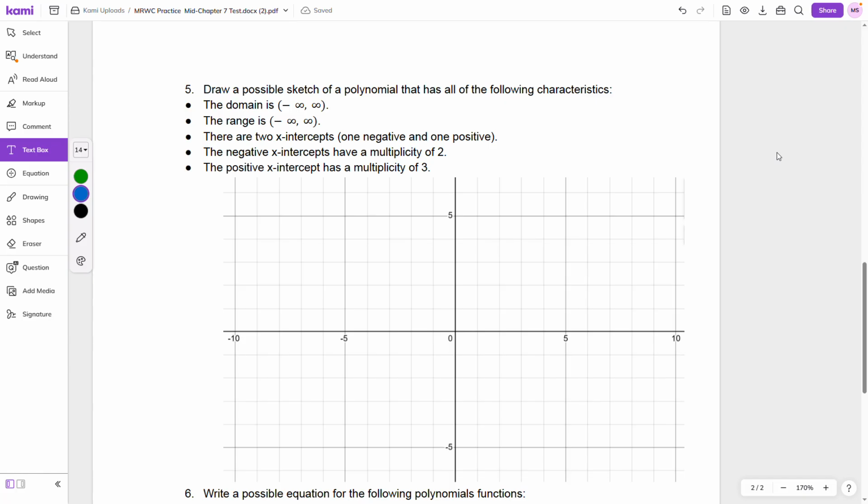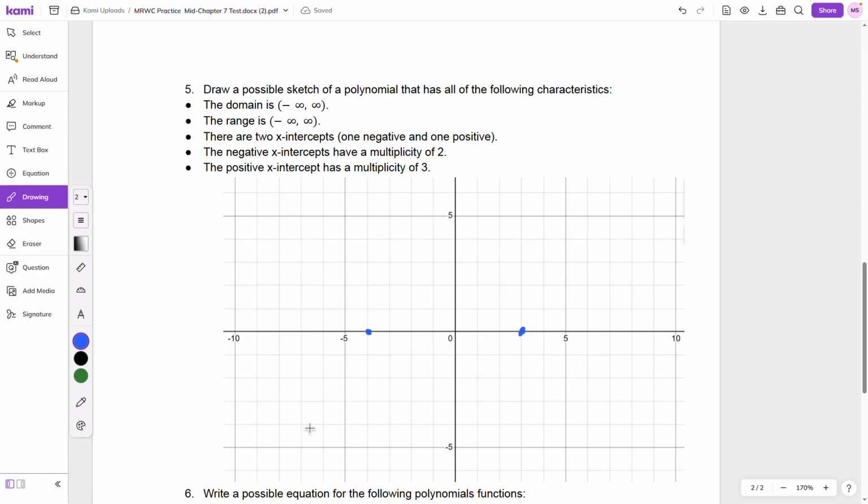Draw a possible sketch of a polynomial that has all the following characteristics. The domain is all real numbers. The range is all real numbers. You know what that tells me? That tells me odd polynomial, because odd degree polynomials have infinite domain and range with no limitations. There are 2 x-intercepts, one negative and one positive. That's awfully vague. I guess I could pick almost anything. So I'll pick -4 and +3. The negative x-intercept has a multiplicity of 2. The positive one has a multiplicity of 3.